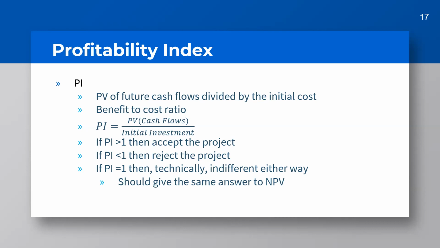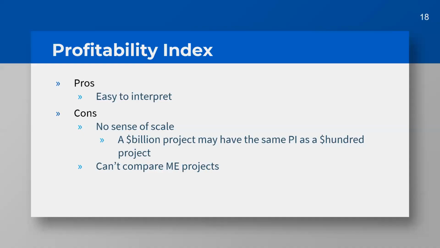Like internal rate of return, the profitability index should give us the same answer on whether or not to invest as NPV. It's just giving us a different perspective to evaluate it from. It's easy to interpret. On the downside, it doesn't give us a sense of scale. A $1 billion project may have the same or worse profitability index as a $100 project or a penny project. And again, we cannot compare mutually exclusive projects.